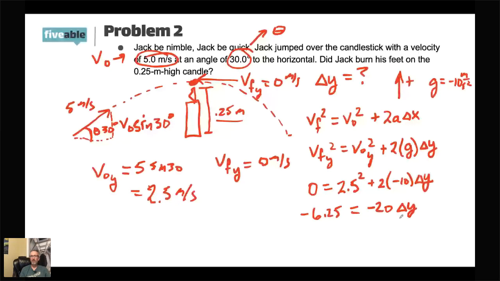So we're going to take 6.25 and divide that by 20. When we divide it by 20, we get a delta y that's positive, which is good because we're measuring from the ground up, and that value is 0.31 meters. So if that's true, Jack did not burn his feet on the 0.25 meter high candle.